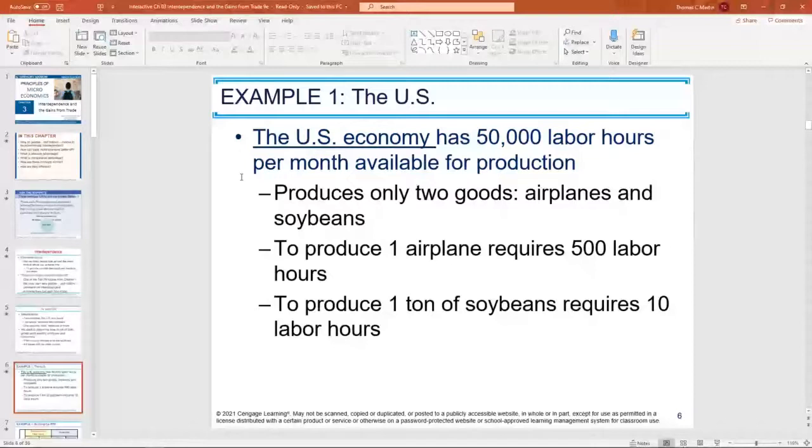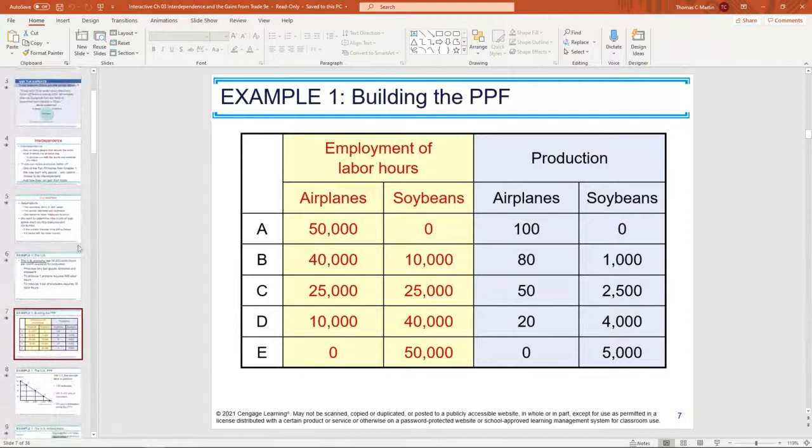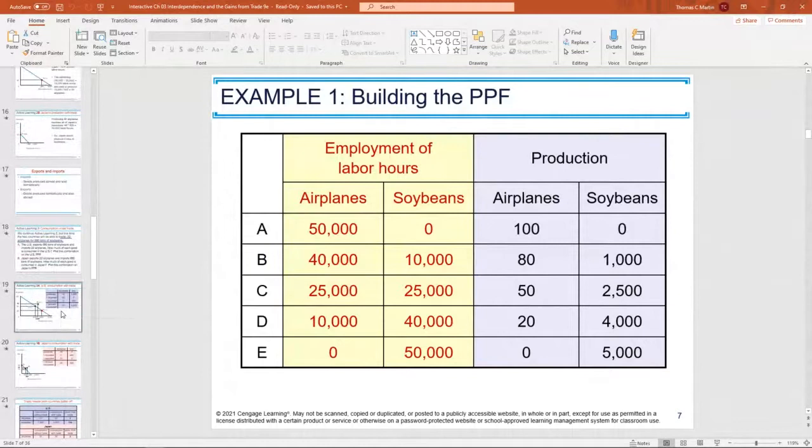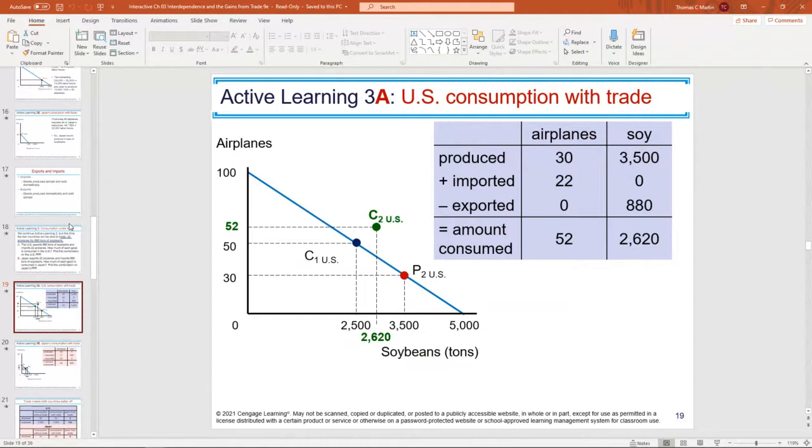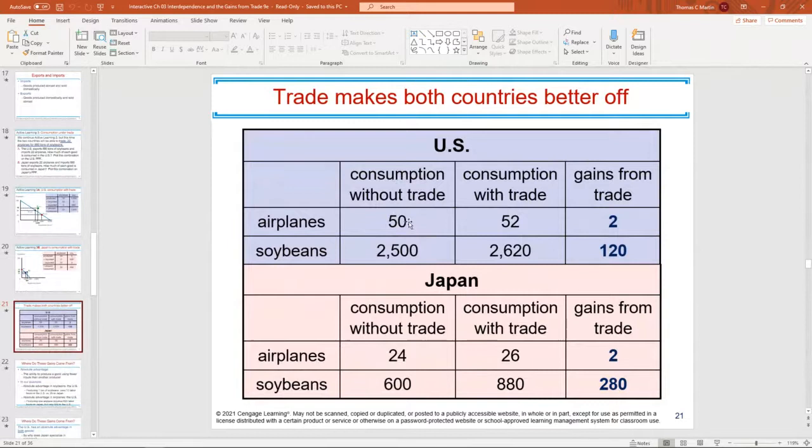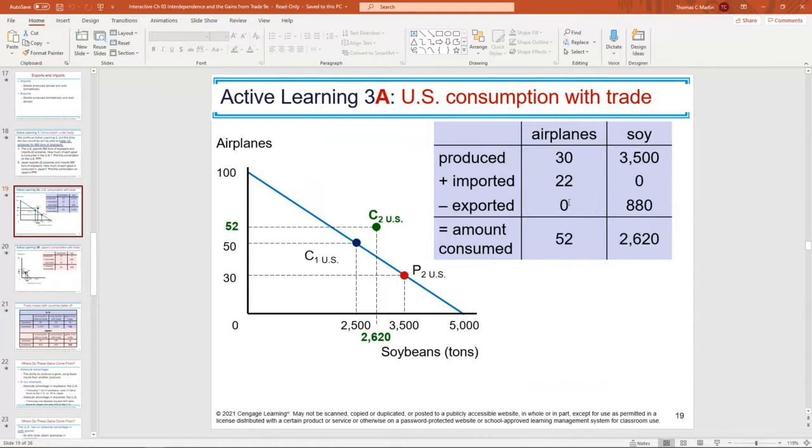What is the other product? They're looking at a ton of soybeans, 10 hours of labor. So it'll take 1/50th of an airplane to make a ton of soybeans. We have a little matrix down here where you can start inputting your numbers, especially when you get to the end of the chapter and you start comparing apples to apples and oranges to oranges. You can see in this case, they can look at consumption without trade and with trade, etc. But you can place all your numbers in here and get your ratios of what the opportunity costs are from going from one good to the next.